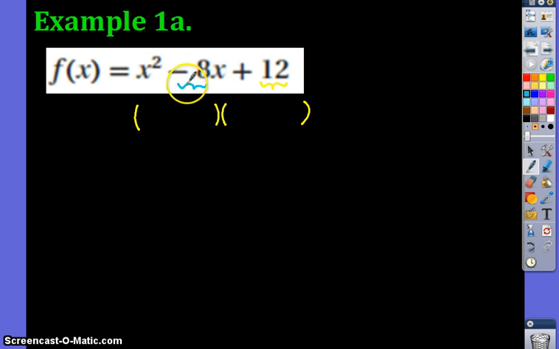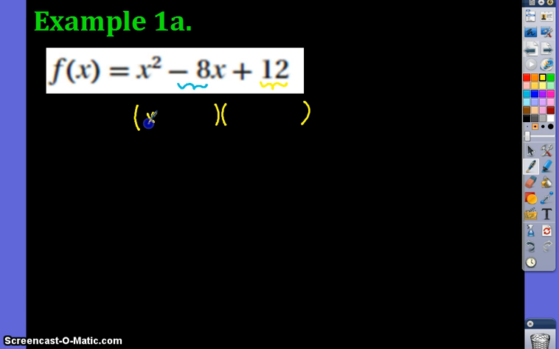but then that would also add up to give you this, a negative 8. All right, so when we think of our factors of 12, we've got 1 times 12, 2 times 6, 3 times 4. When you think about those numbers, think in your head, which of those could possibly add up or subtract to giving me a negative 8? And it would wind up being the 2 and the 6.